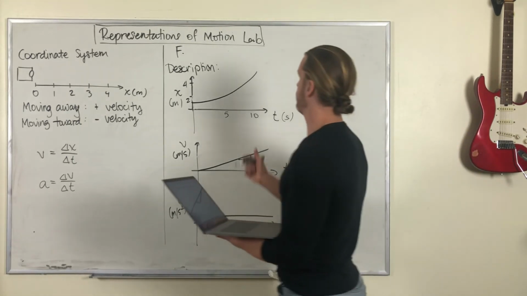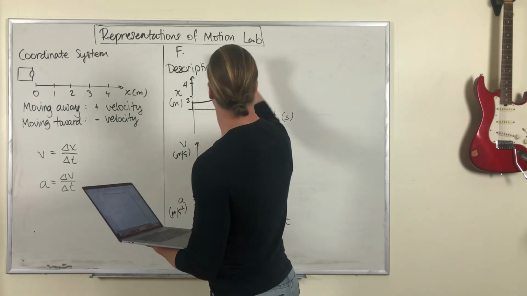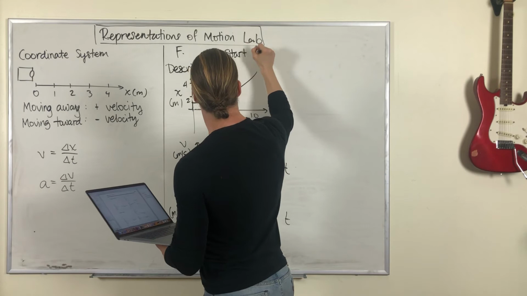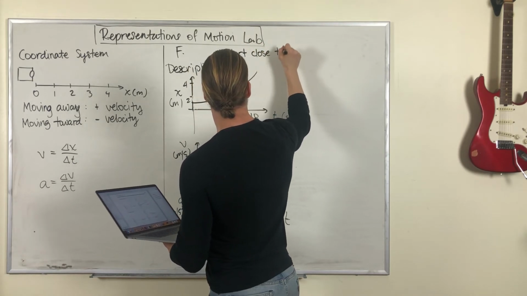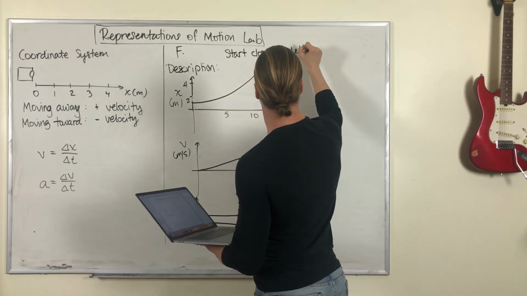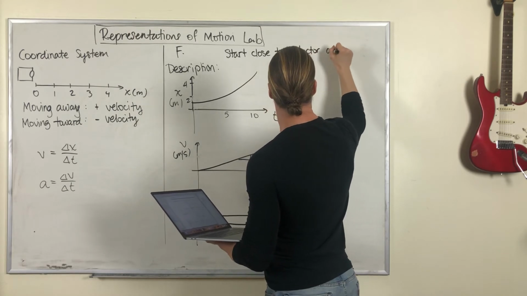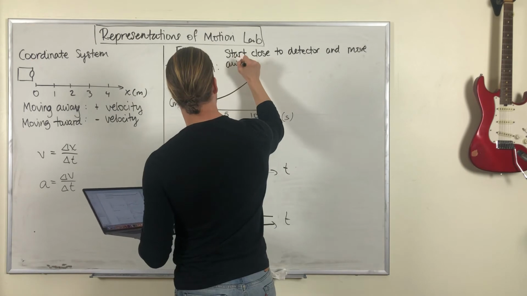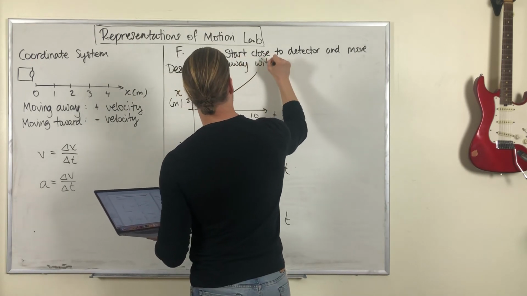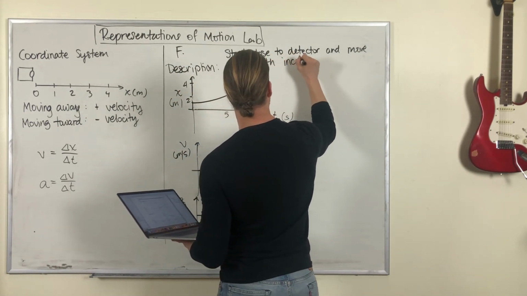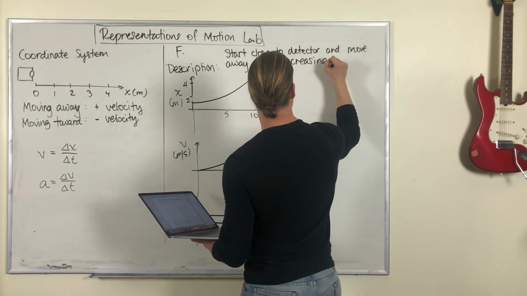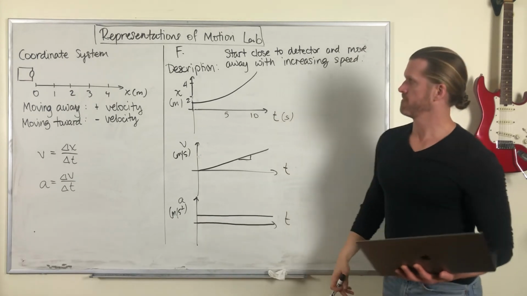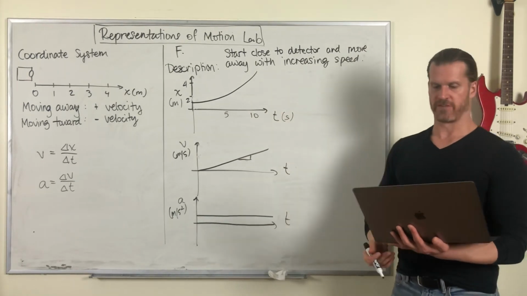All right, so our description of this motion is you start close to the detector and move away with increasing speed. That sums up all these graphs.